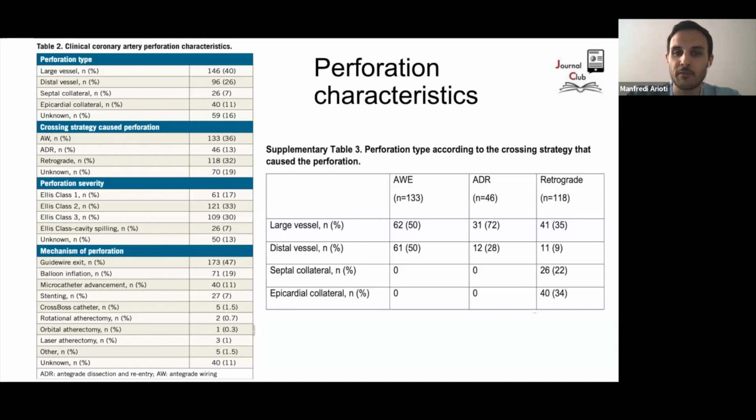And if we look at supplementary table 3, when we look at the perforation type according to the crossing strategy, it's interesting to notice that specifically for retrograde procedures, 56% of perforations were in collateral channels, septals or epicardial. It's quite obvious that these perforations occur only in retrograde procedures, and they account for 56% of the perforations in that setting.